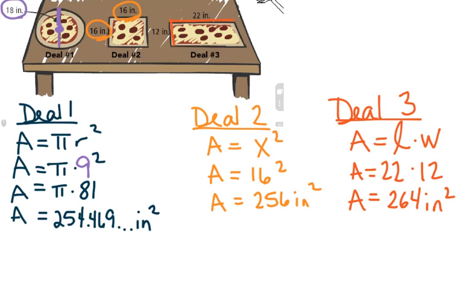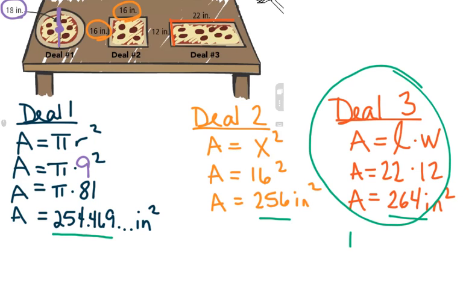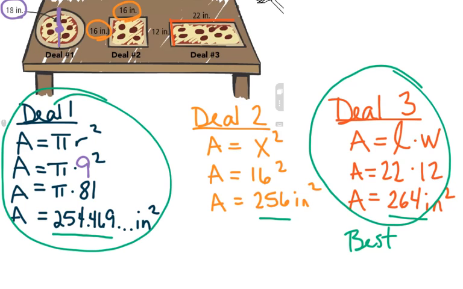So now it's time to compare, and this isn't too difficult to compare because the whole numbers make it easy. So if we're comparing 254.469 that goes on forever to 256 to 264, it's easy to see that the best deal is deal 3. So that's the best because you get the most amount of pizza for the $20. The worst deal is the one that has the least area, and the worst deal in this case is deal 1. That has the smallest amount of area.